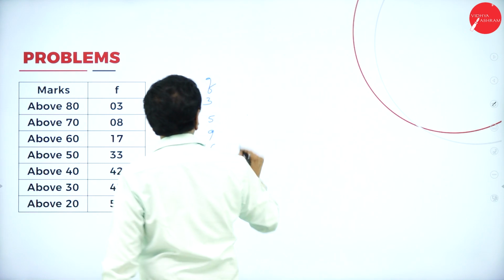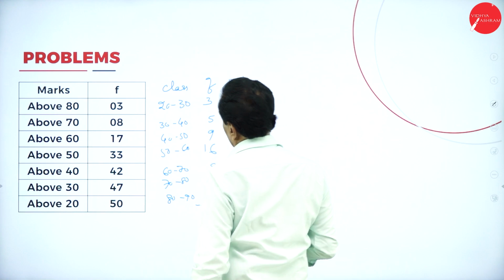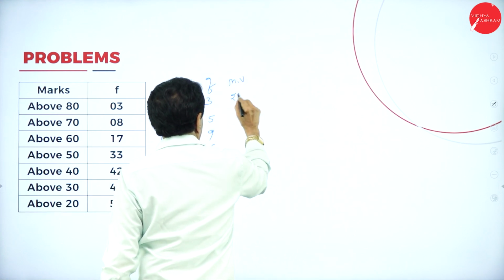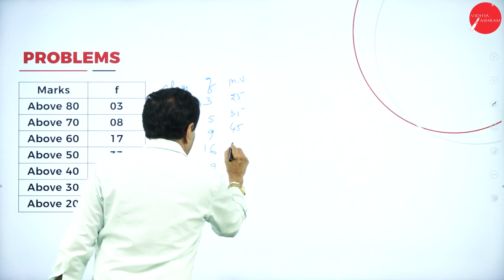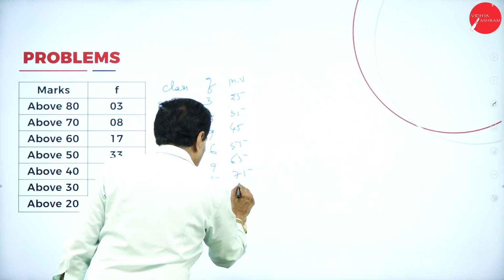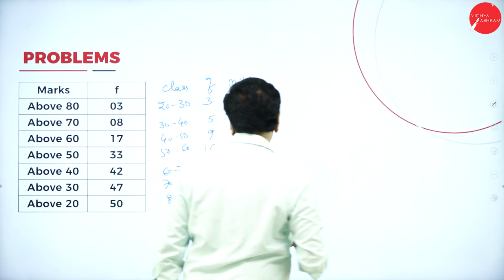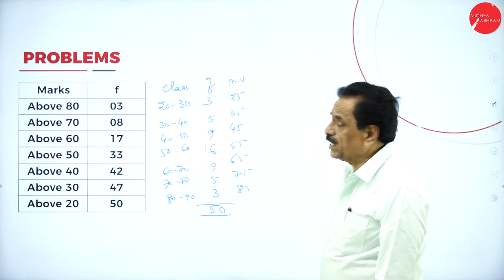Your class is there, then the mid value. 20 plus 30 is 50, divided by 2 is 25, 35, 45, 55, 65, 75, 85. The difference is 10. So 20 to 30 is 50 divided by 2, 25.